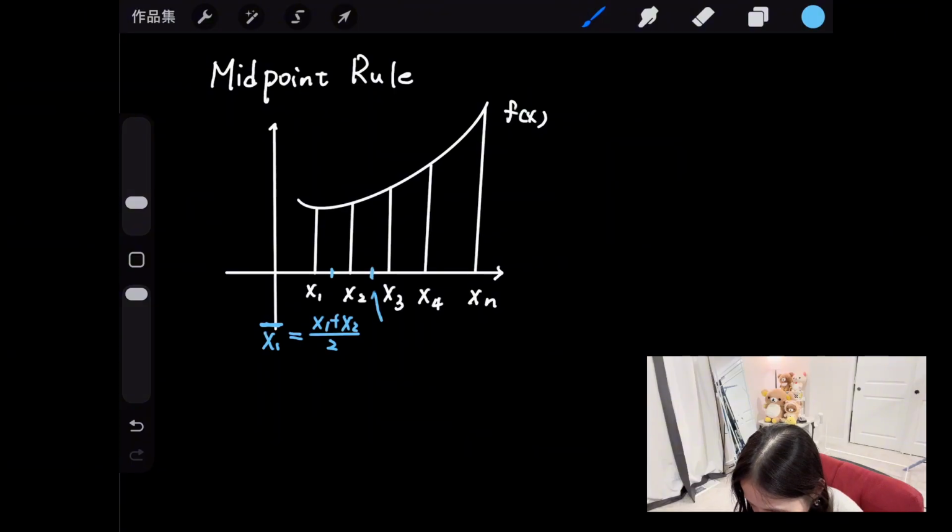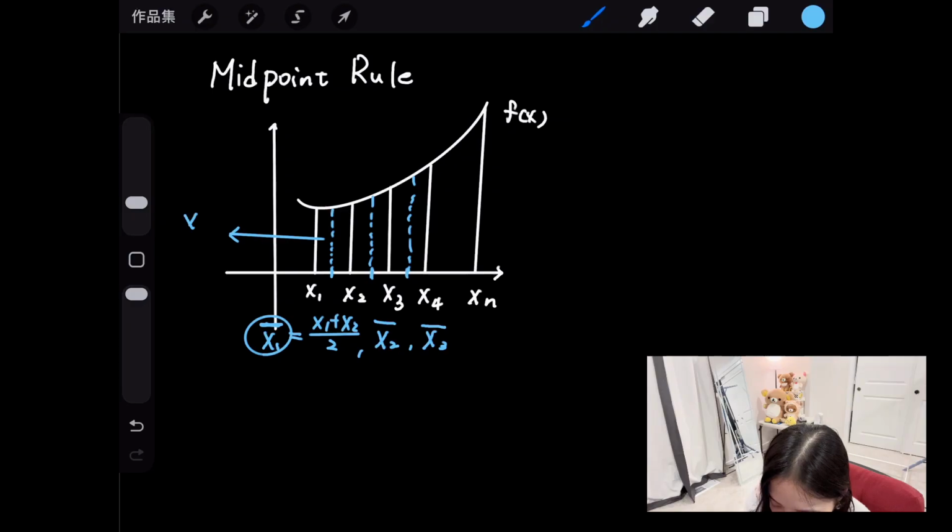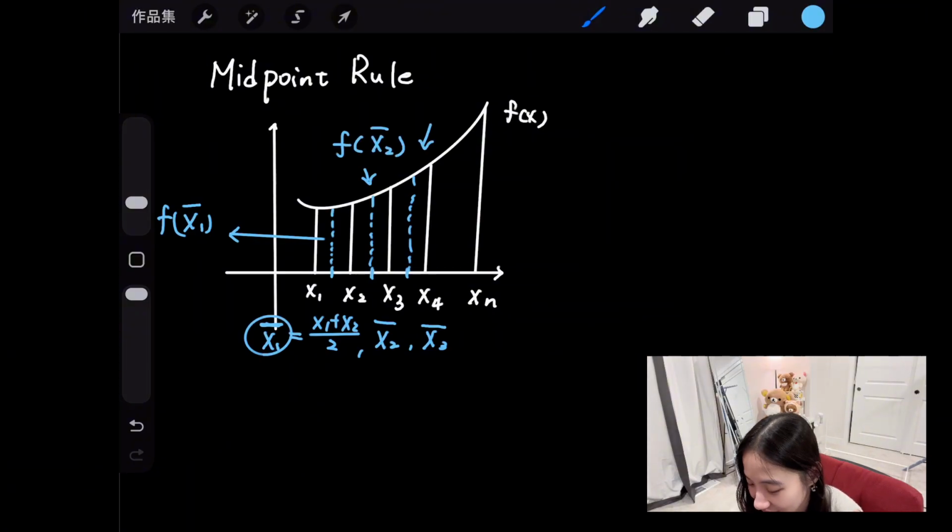Same concept here: it will be x bar sub 2, and here x bar sub 3. When we have the x bar value, we will know the height, because these heights are f of x sub 1 bar, f of x sub 2 bar, and f of x sub 3 bar, and so forth.